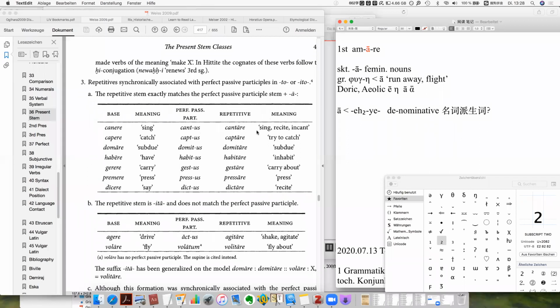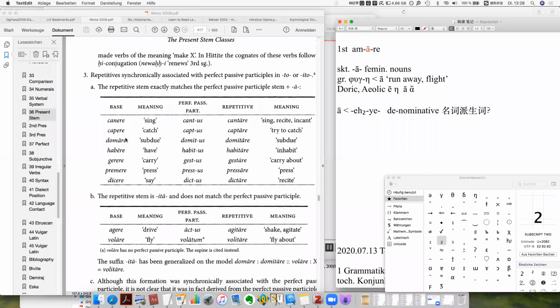Okay. So this is actually another productive class. So actually, you have a base, and then you use the adjective.